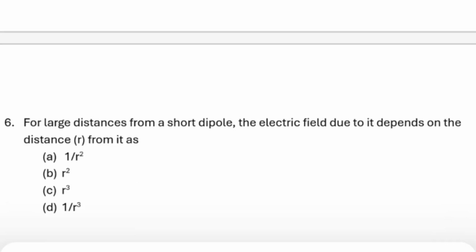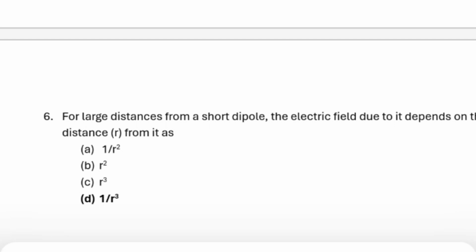Question number 6. For large distances from a short dipole, the electric field due to it depends on the distance r from it as option A 1 by r square, option B r square, option C r cube, option D 1 by r cube. Here the correct answer is option D 1 by r cube.